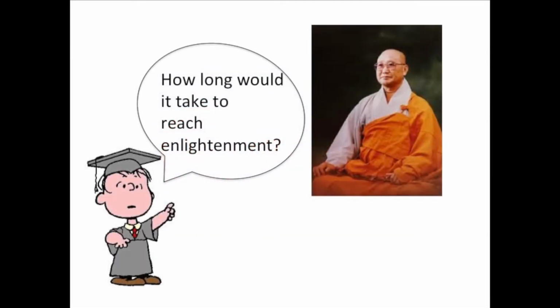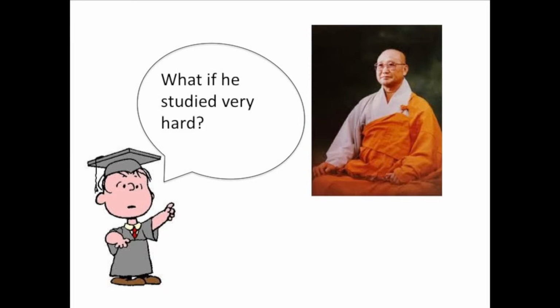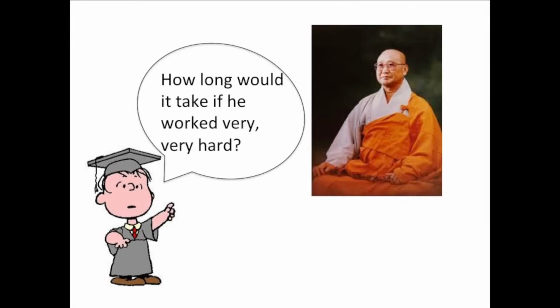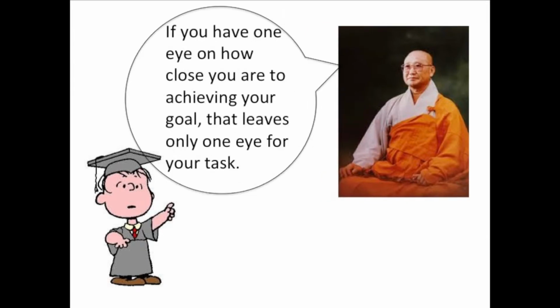A student asked his Zen master how long would it take to reach enlightenment. 10 years, the master said. But the student was persistent. What if he studied very hard? Then 20 years, the master responded. Surprised, the student asked how long it would take if he worked very, very hard. In that case, 30 years, the master replied. His explanation: if you have one eye on how close you are achieving your goal, that leaves only one eye for your task.